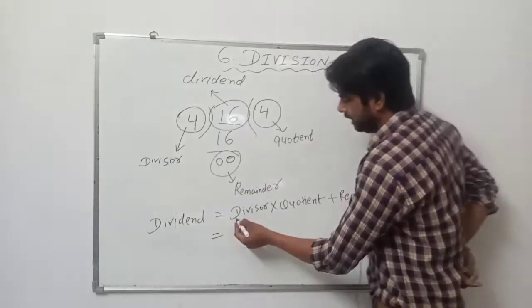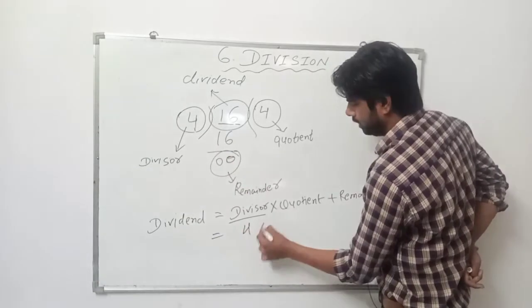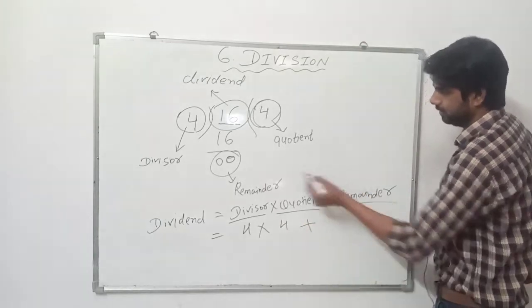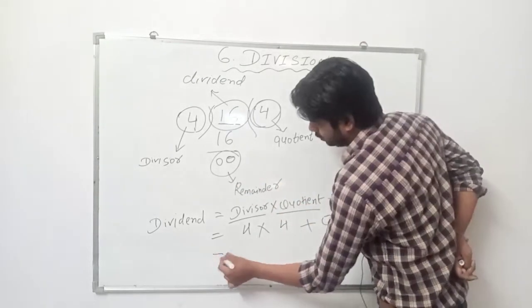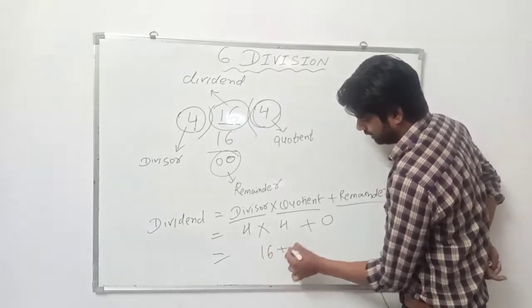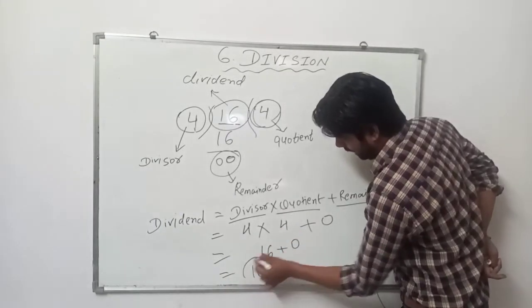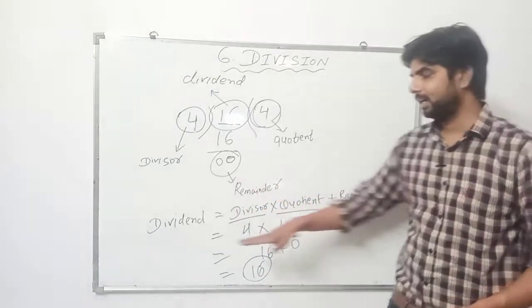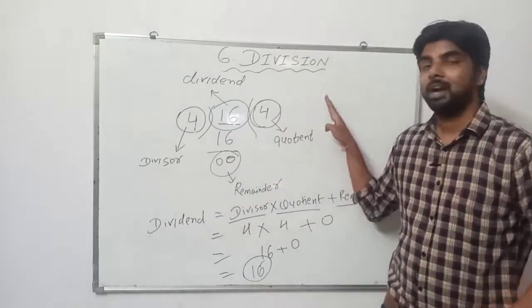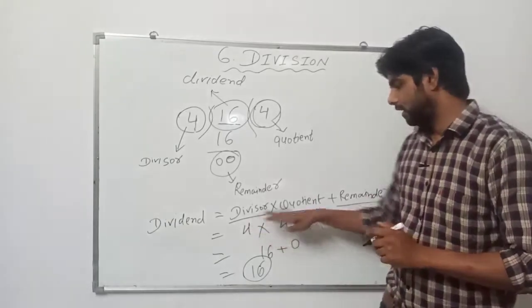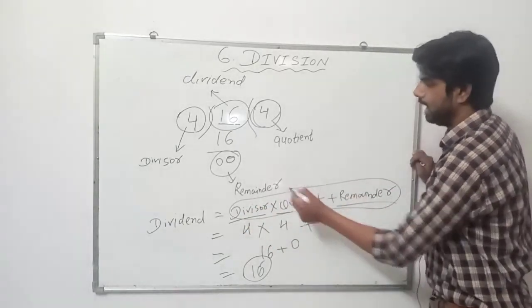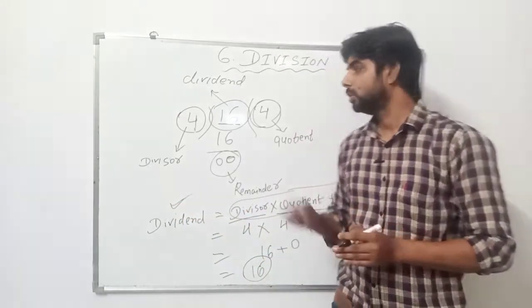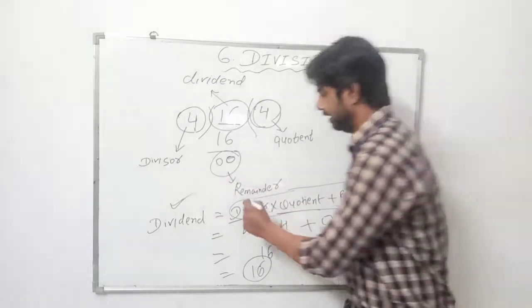I am putting the values. In place of divisor I am writing 4, multiply. In place of quotient, our quotient is 4, I am writing 4, and plus remainder, which is 0. If I solve this, 4 4s are 16 plus 0 is equal to 16, which is our dividend. So when we solve this, we get the dividend. This also means that our division is correct. If we solve this equation and get our dividend, it means our division is correct. So these are the different terms in division and their relations.